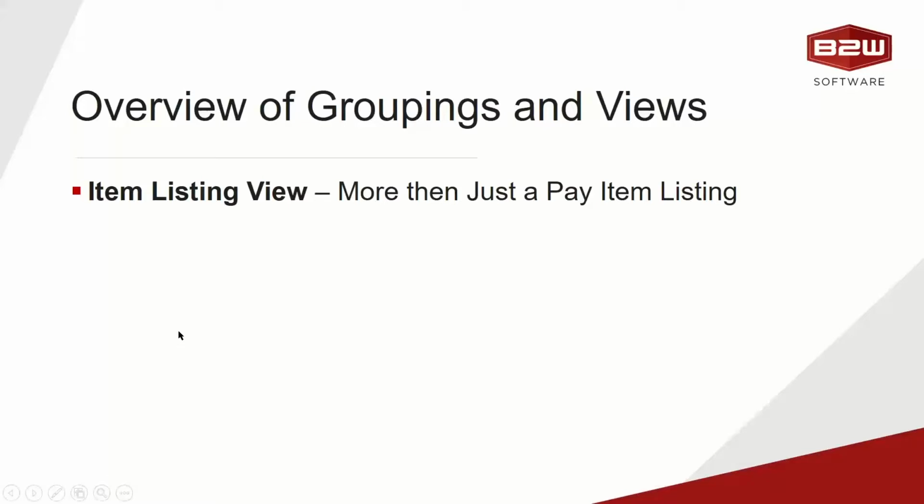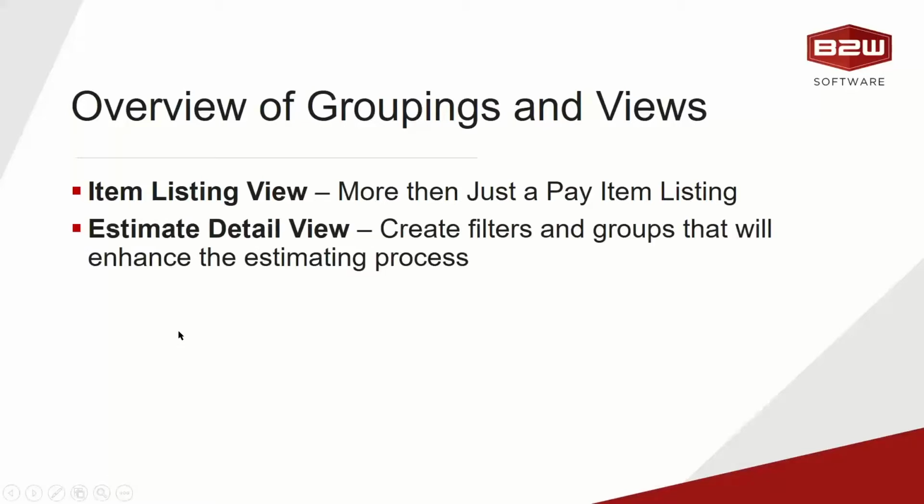In addition to the item listing view, we're going to take a look at the estimate and detail view. For those of you that are familiar with it, I like to say that's where you're going to be doing 90% of your estimating if you're an estimator. It's usually a listing of all the different pay items where you put your production rates and fine-tune the estimate, if you will. But if you leverage the grouping and views in the estimate and detail view, you can actually get a lot more out of the system. And that's what I'm going to show you and talk about.